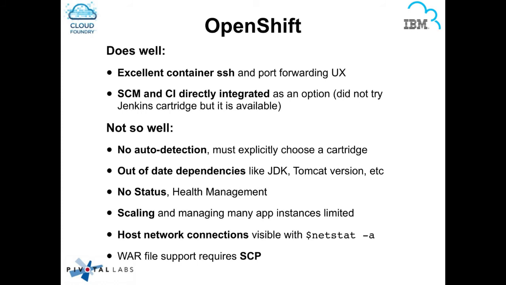A lot of things were out of date. It defaulted to Java 6, for example. The versions of things were old. I found it hard and confusing to choose which cartridge to use because, unlike Cloud Foundry, which does auto detection, you have to be explicit about what cartridge you want the platform to run. And there are a lot of options to choose from even within the Java ecosystem: this version of Tomcat, that version of Tomcat, JBoss 6, Wildfly, JBoss 7. So choosing the right one became kind of overwhelming and a little confusing.